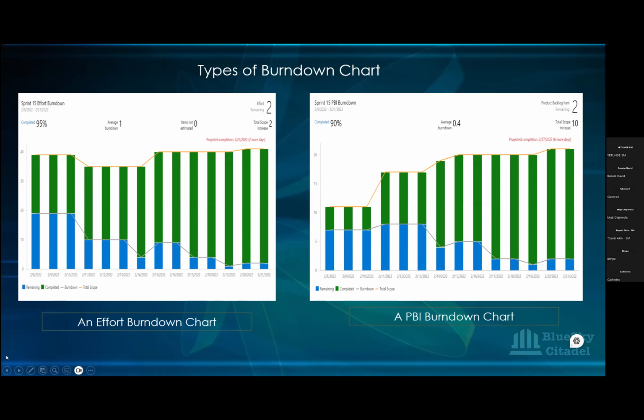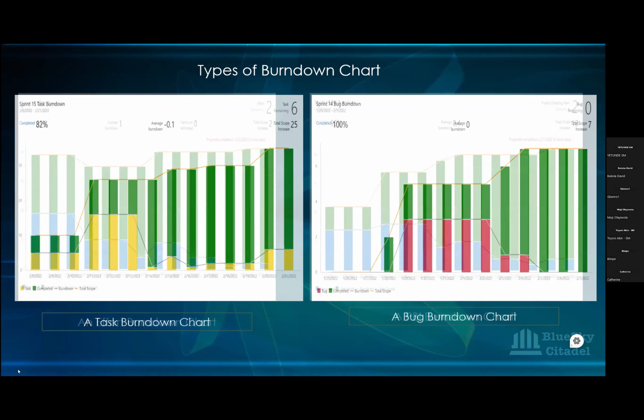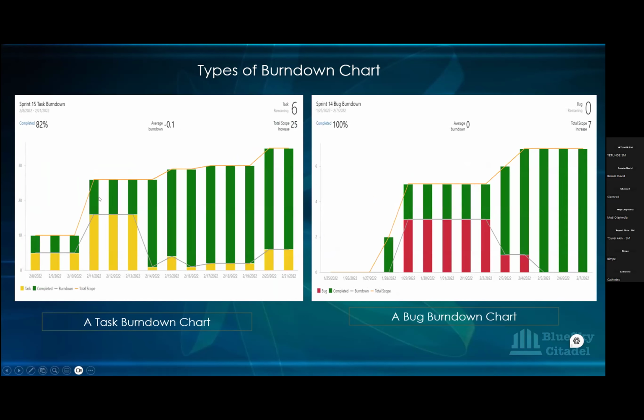Okay, so let's go to the next one. So this chart is tracking, as you can see there, the same sprint, but it's tracking the task. So you have the user story, you have the task. So this is tracking the task. And looking at that, it's giving you 82% completed. Yeah. Now that is showing a minus over there. So the average burn down is minus 0.1.